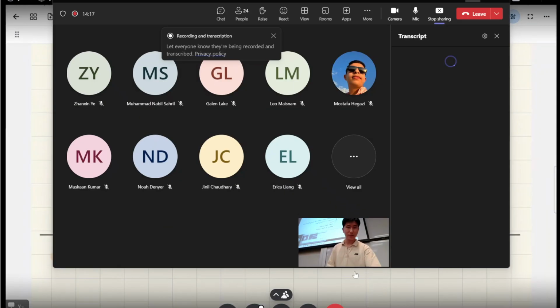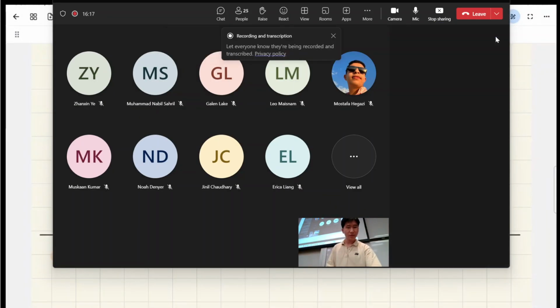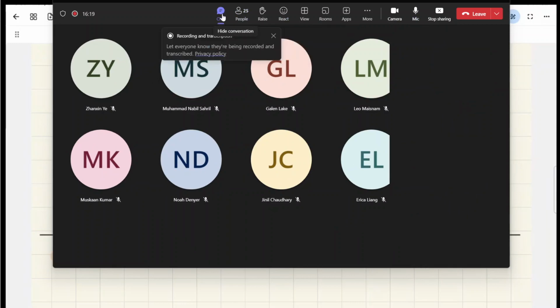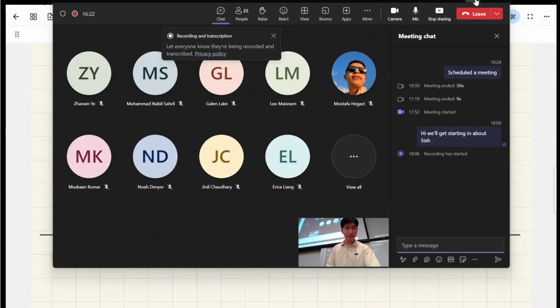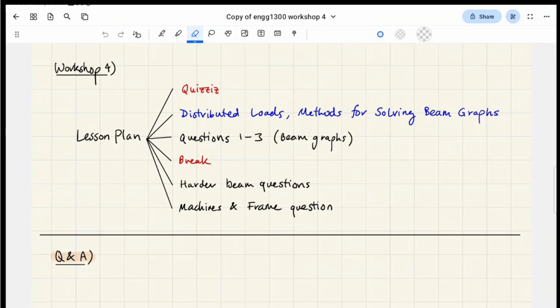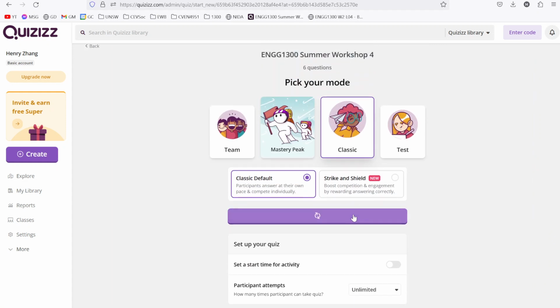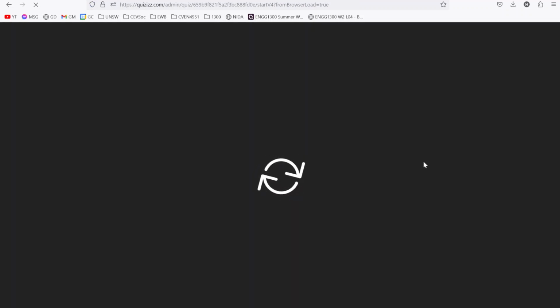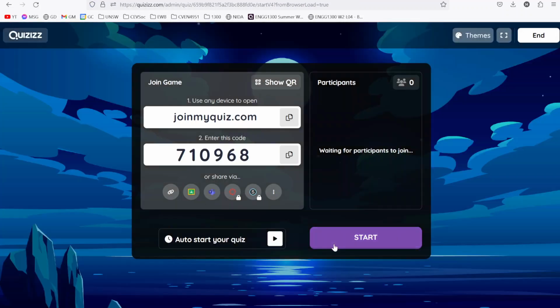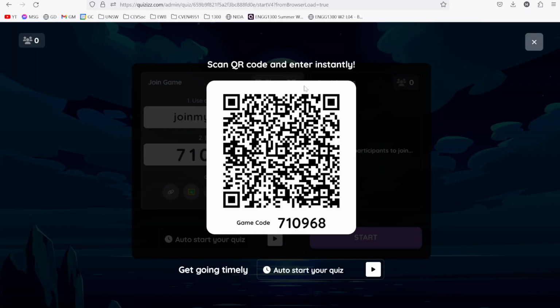I'm going to check Teams to see if there are any questions. Yep, looks like everything's okay. So as promised, we'll start with the quizzes. Oops, that's the wrong button. So there's a QR code. If you get out your phone, scan it. You know the deal.